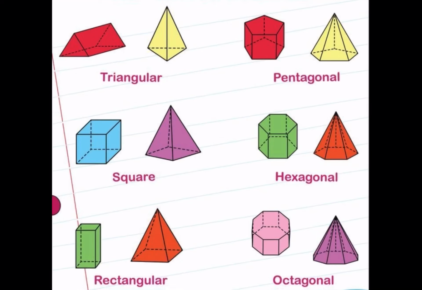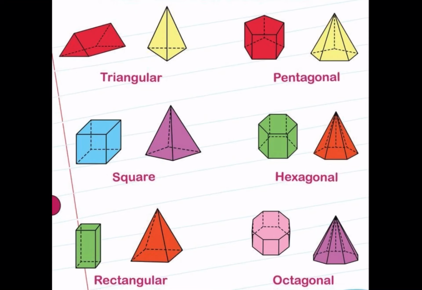Good morning, grade 5s. Today we are looking at prisms and pyramids, and we're going to look at how to tell them apart. Now, on this page in front of you, you have got 12 shapes, 12 3D shapes. Some of them are prisms and some of them are pyramids. Now, let's look at each group separately.